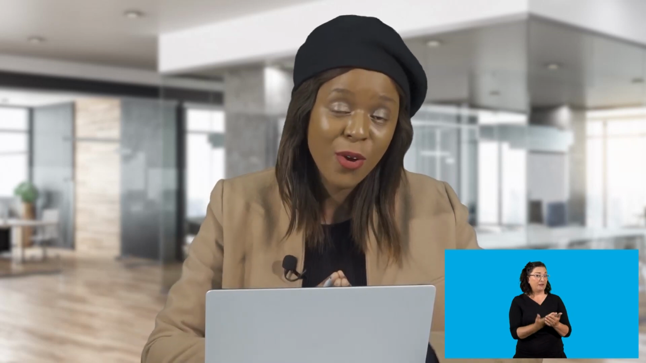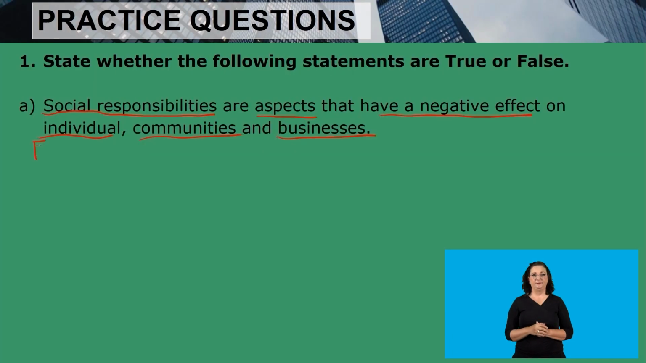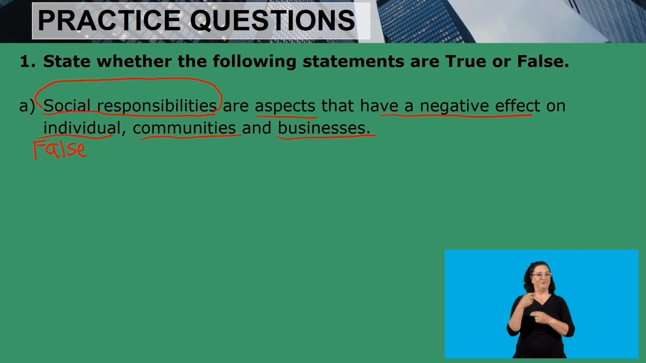So what is the correct answer? Are we referring to social responsibility when we are talking about aspects that have a negative impact on communities and individuals? The correct answer for this question would be false. If the question said socio-economic issues, then the statement was going to be true. But in this instance, because it said social responsibilities, the sentence is incorrect.